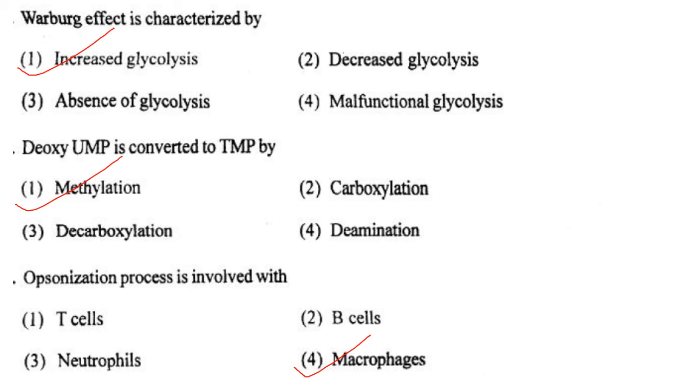Deoxy-UMP is converted to TMP by option 1, methylation; 2, carboxylation; 3, decarboxylation; 4, deamination. Answer is option 1, methylation. Opsonization process is involved with option 1, T cells; 2, B cells; 3, neutrophils; 4, macrophages. Answer is option 4, macrophage.